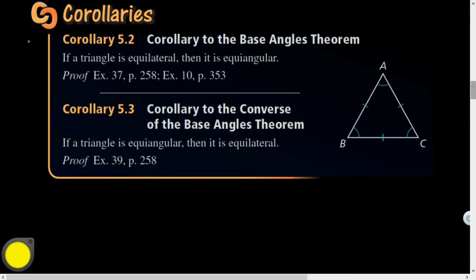Corollary. If a triangle is equilateral, then it is equiangular, which they're arguing is a corollary to the base angles theorem. I might have you prove one of these tonight. I don't remember which. But let's talk about how this is even related to the base angles theorem. Does anyone see the connection?